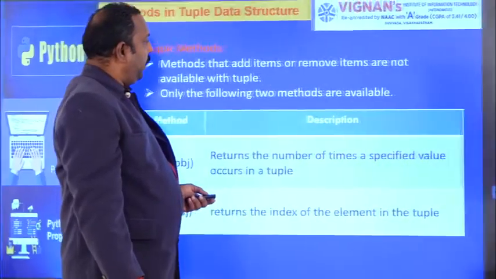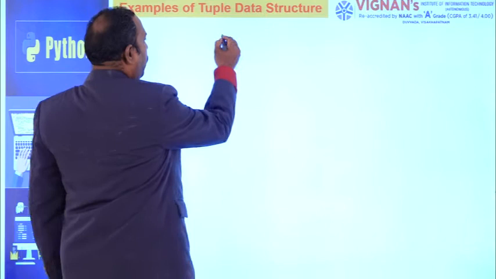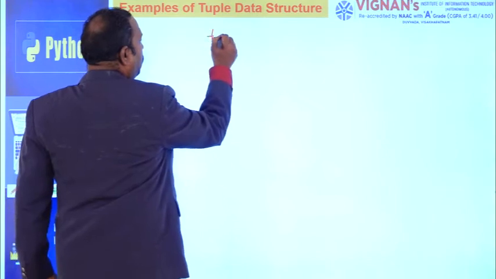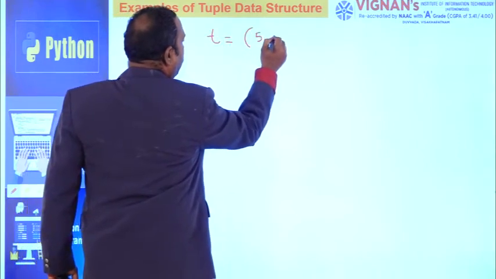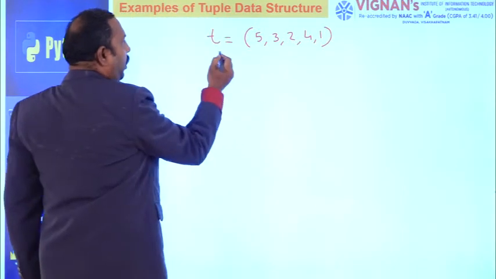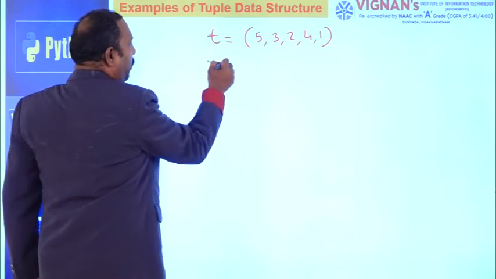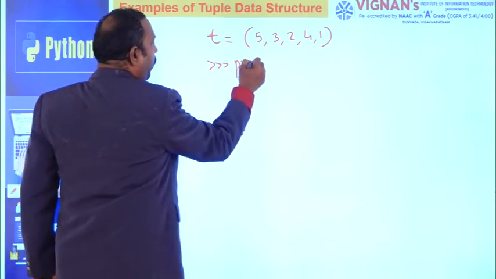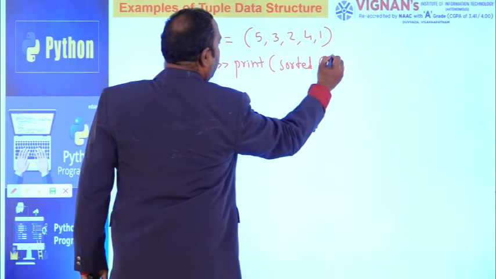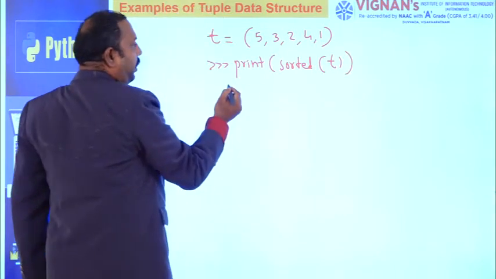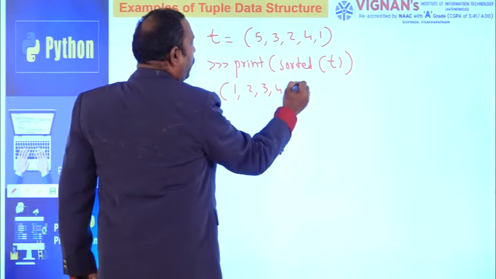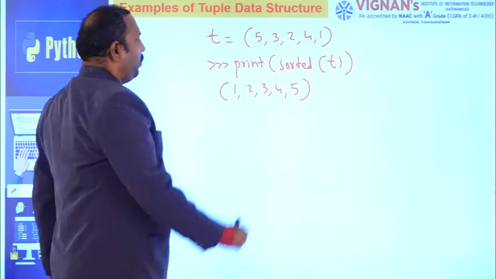And similarly, another one is called sorted. For example, I have taken t equal to 5, 3, 2, 4, 1. Now I want to print the elements in sorted order. Simply you have to use print sorted of t. You will get the output 1, 2, 3, 4, 5. So this is the sorted function.